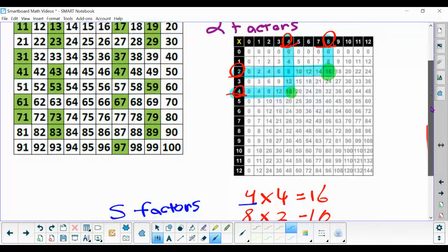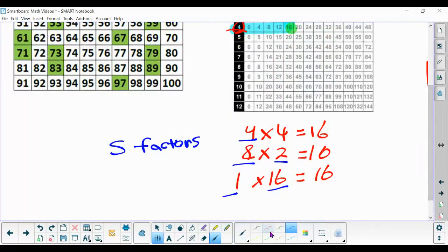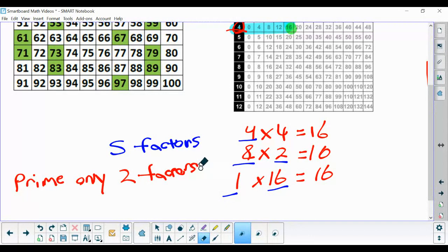A prime number only has 2 factors. Again, prime numbers only have 2 factors. This one has 1, 2, 3, 4, 5. So it's not a prime number.